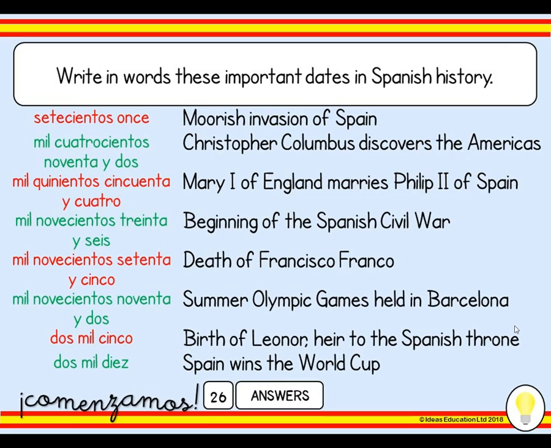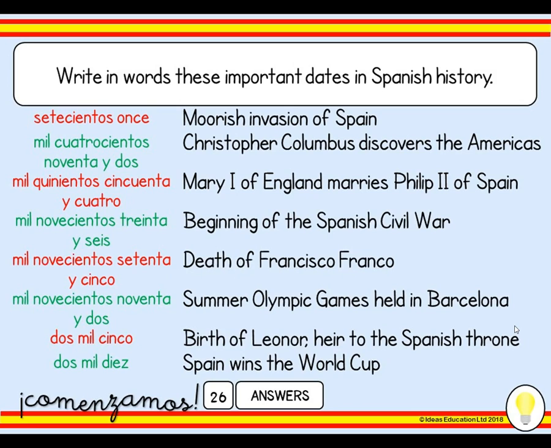Here we go. Here's the answers. So the Moorish invasion of Spain, the Moors were the ones responsible for all the ch and th sounds in Spanish. So 711 is 711. So there's no E because we've got no separate tens and ones there. Christopher Columbus discovers the Americas in 1492.